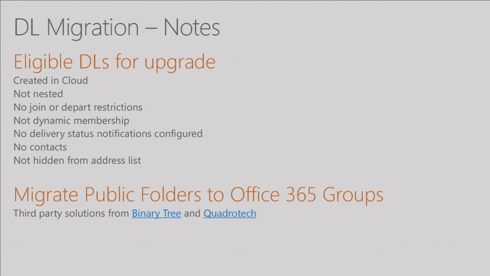It's also worth noting at this point that if you're a customer who enjoys public folders, we have not yet built tooling around upgrading public folders to Office 365 groups. There are some vendors in the marketplace. If you go over to the expo hall, I'm sure there are several. The two that we knew at the time of this writing were Binary Tree and Quadratec. They have tooling that will help you get from public folders to Office 365 groups. So if you're interested in that, definitely spend some time in the expo hall and talk to some of our partners.